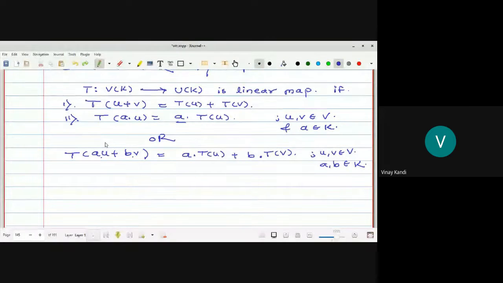So the first condition we call vector addition. What do we call the first condition? Vector addition. And the second condition is scalar multiplication. So this is the scalar multiplication and this is the vector addition.